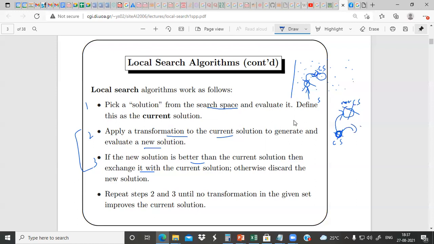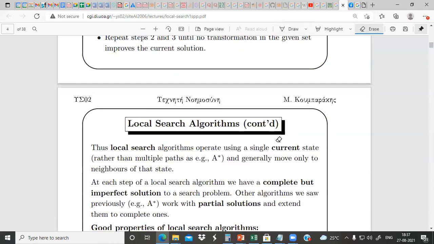Create some other new state for the current solution and check whether this is better than this or not. If it is better, call this the current state and discard this. Otherwise, call this itself the current state and continue. So this is the overall working principle of all local search algorithms. Okay.